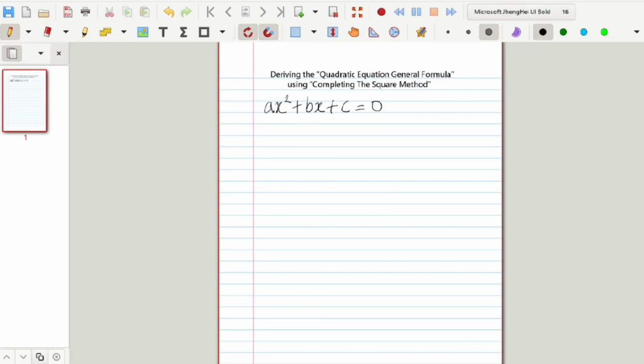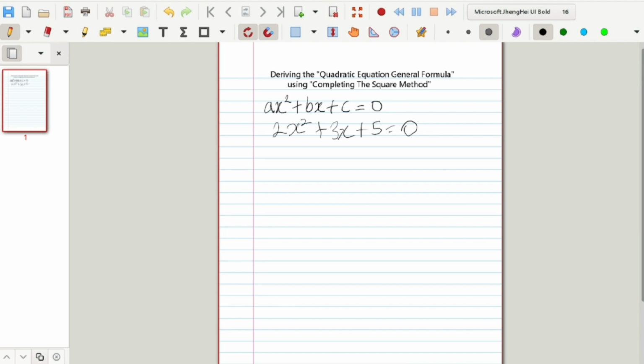Today's topic is deriving the quadratic equation general formula using the completing the square method. Like we did the last time we solved the question, I would just like to create one so we can understand better as we derive the general formula for quadratic equations. Let's say we have 2x squared plus 3x plus 5 equals 0.